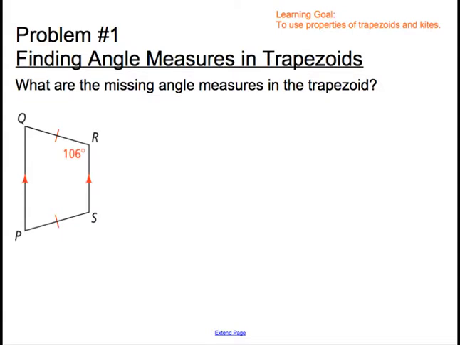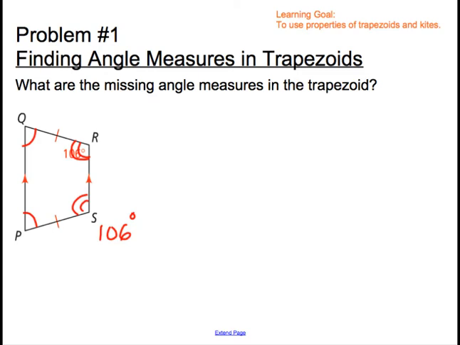Because of the previous theorem, we can see that since QP and RS are the parallel sides of this isosceles trapezoid, angle Q must be congruent to angle P, and angle R must be congruent to angle S. So here we'll mark our diagram, Q congruent to P, and R congruent to S. Because of that, we can see that angle S must also measure 106 degrees.